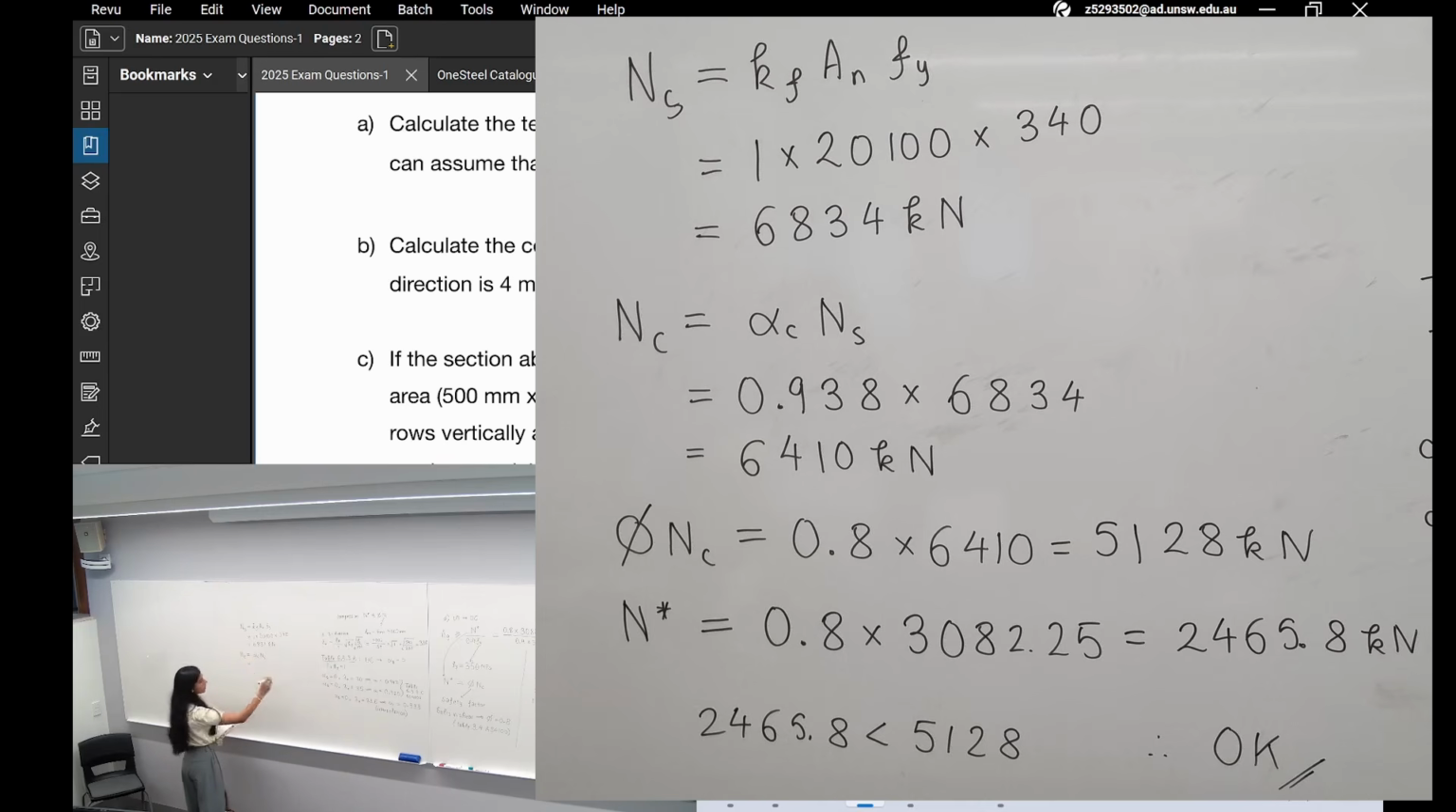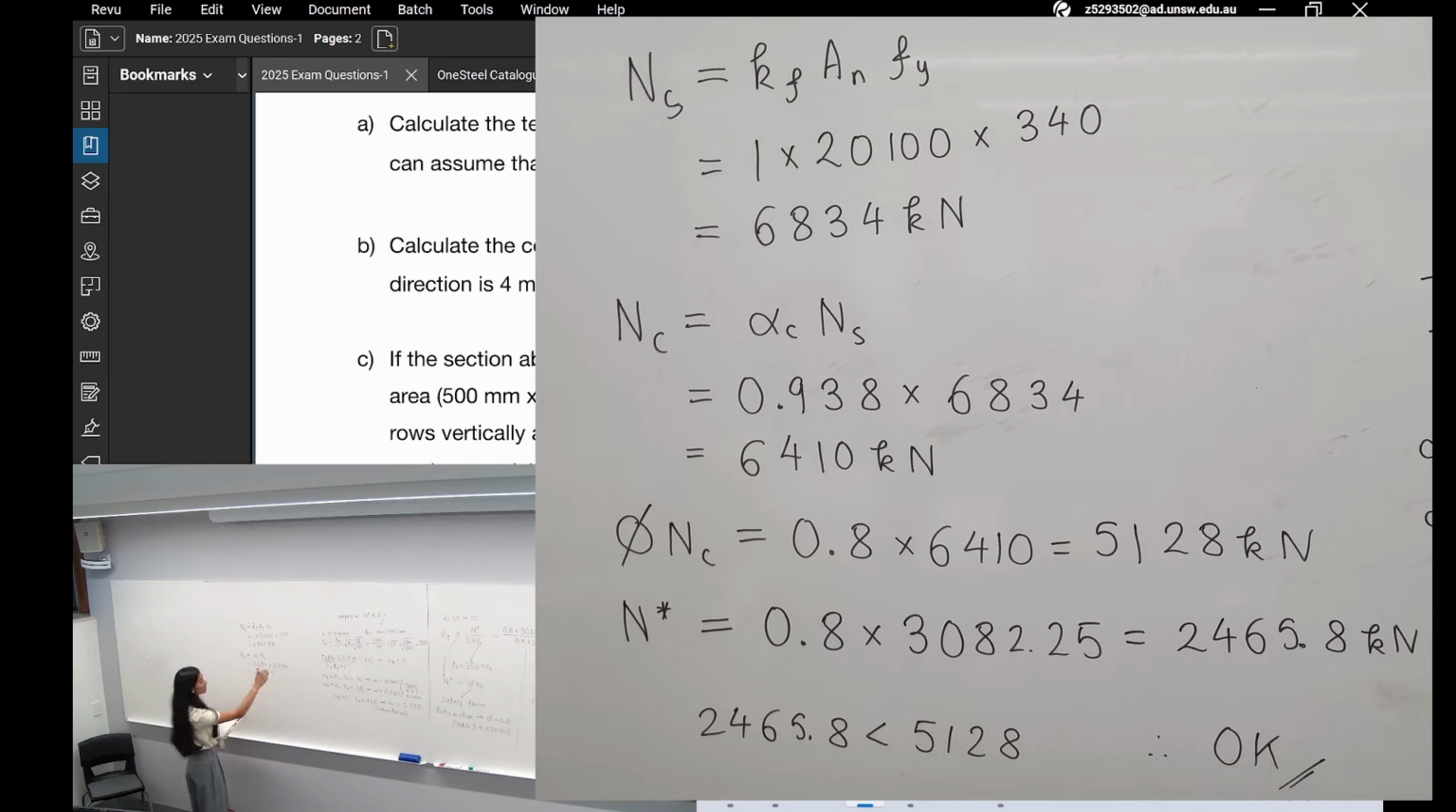So now we can come back and find NC, which is equal to alpha c times NS. So that will be 0.938, which we just found, times 6,834. And that gives you 6,410 kilonewtons. So now we want to check the compression capacity.